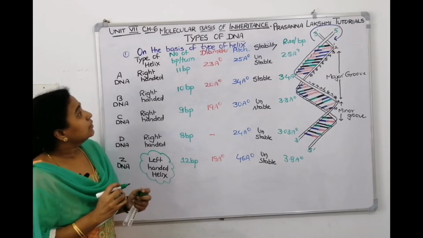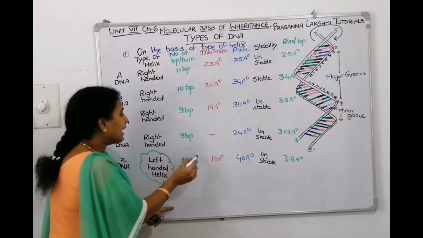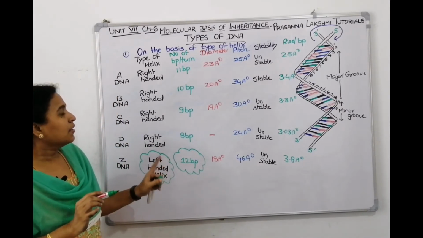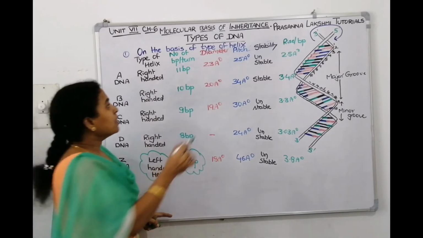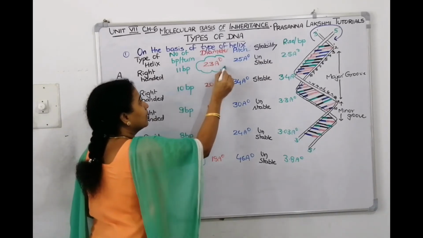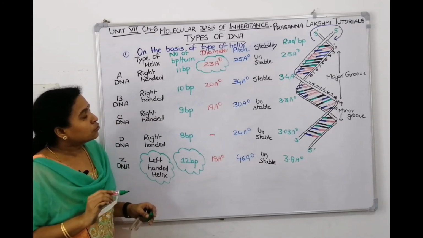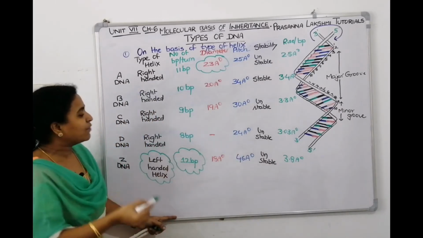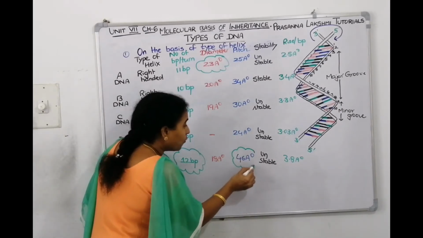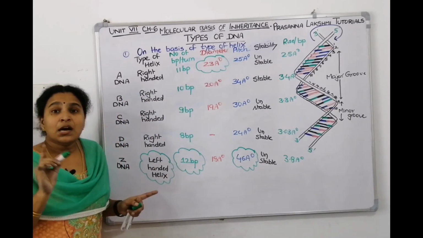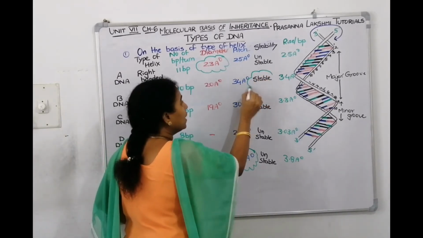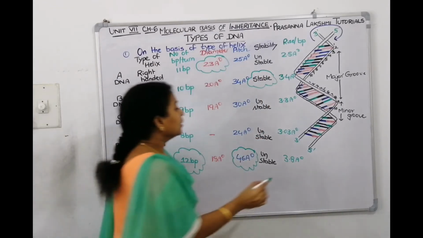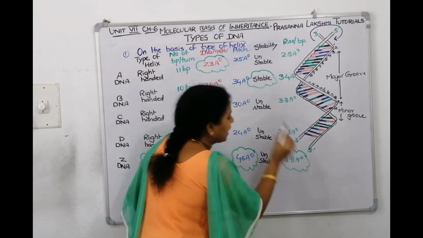In the number of base pairs, Z-DNA again has more, right? And in terms of diameter, A-DNA has more diameter. Now coming to the pitch, Z-DNA has the highest pitch, 46 angstroms. In terms of stability, only B-DNA is stable. Coming to rise per base pair, again Z-DNA has the higher value, 3.8 angstroms.